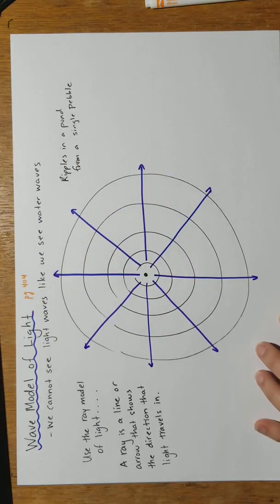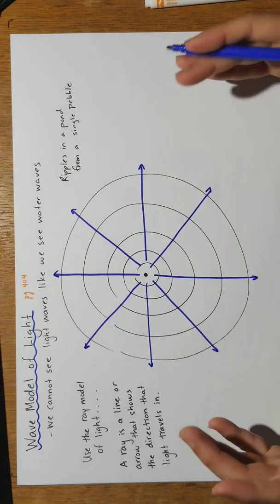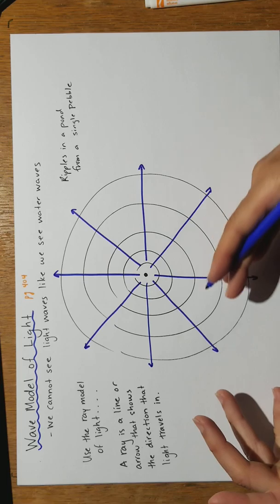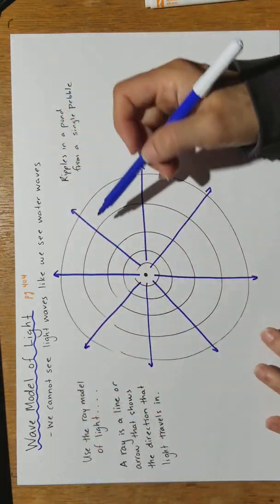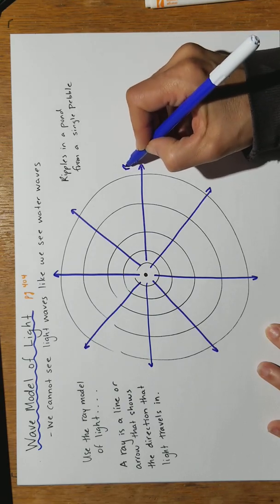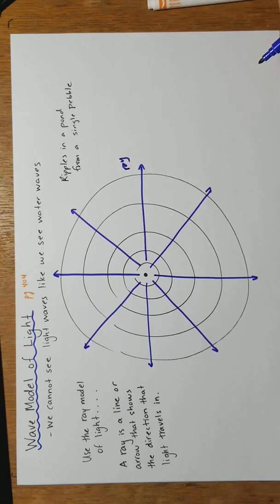We'll be doing ray diagrams to show this, because we're not going to show all the waves. We can't see them. What's important is we know the direction. So these waves are traveling out in a circle. These would be the rays. A ray is just an arrow.